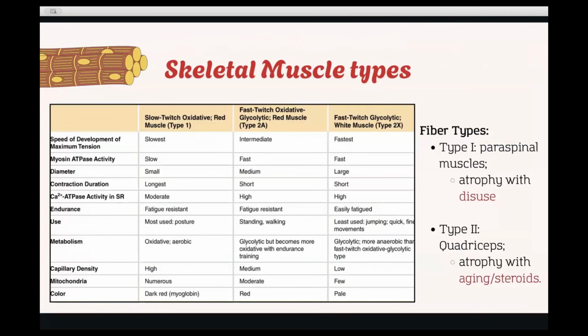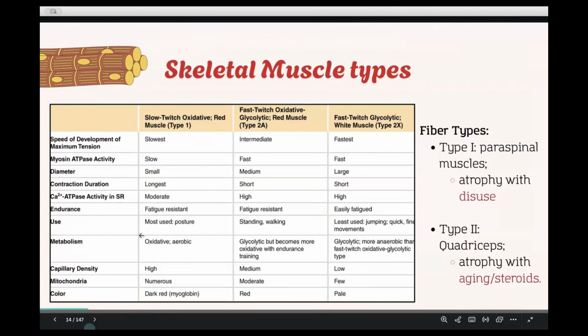Now, skeletal muscle types. It's important to understand that we have two types of muscle. We have type 1 and type 2. Type 1 is the slow twitch, and type 2 is the fast twitch, right?